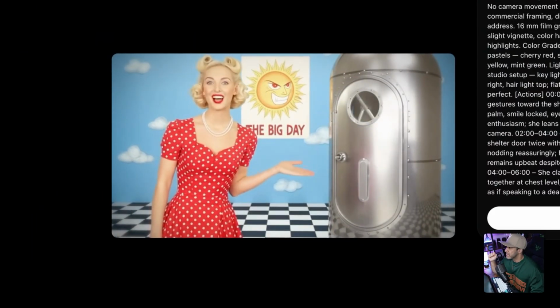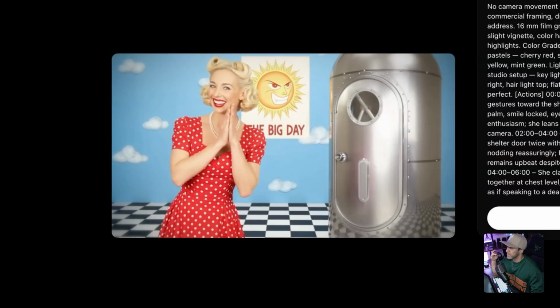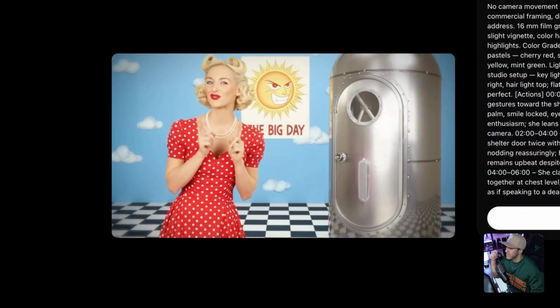When the sun comes crashing down, you'll want your family safe and sound. Our deluxe sunshield shelter fits four comfortably.